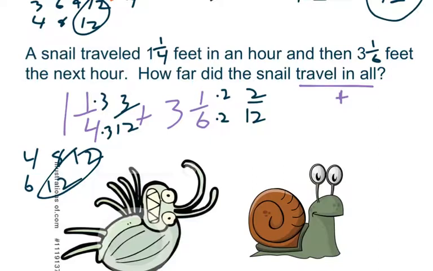So we have 1 3/12 now, plus 3 2/12. Notice our whole numbers did not change. They're still 1 and 3. All we're changing is the denominator of the fraction.